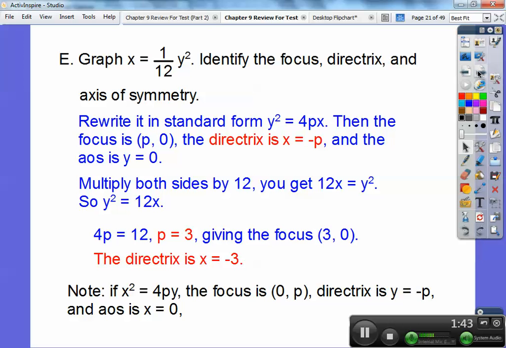And then notice if it was x squared equals 4py, in that form instead of y squared equals 4px like the 12x here, then the focus would be (0, p) instead of (p, 0), and the directrix would be y equals negative p instead of x equals negative p. All right, so that's a parabola.